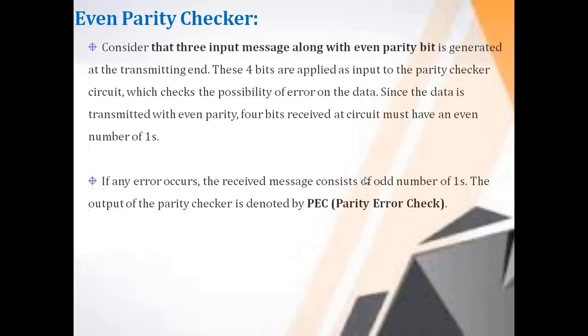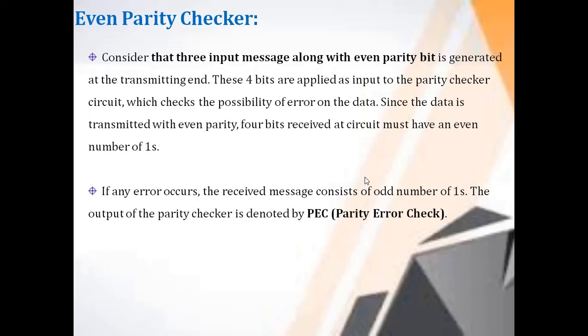Even parity checker. So consider a three-bit input message along with the even parity bit. While I am receiving the input message which was sent by the sender, he or she sent me the 3-bit message, meaning I receive it along with the parity bit, totally 4 bits. These 4 bits are applied as input to the parity checker circuit, which checks the possibility of error, whether the message contains an error or not.